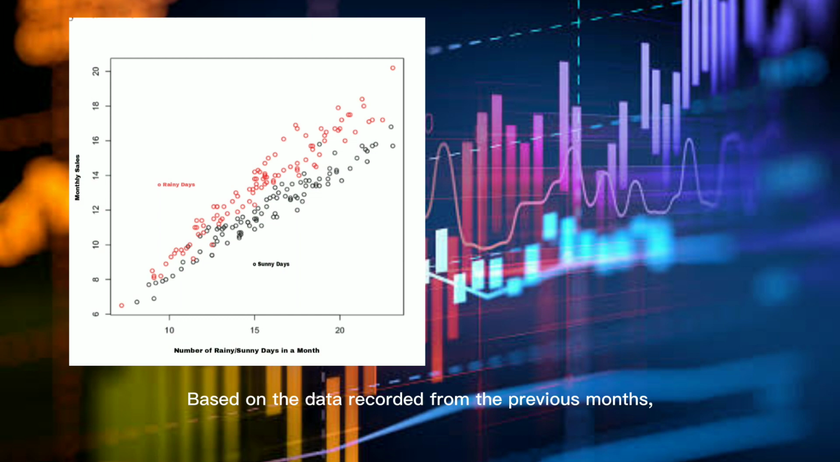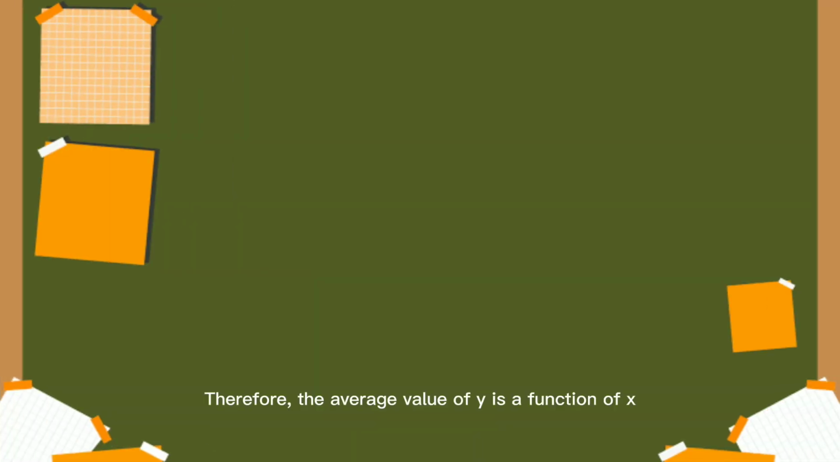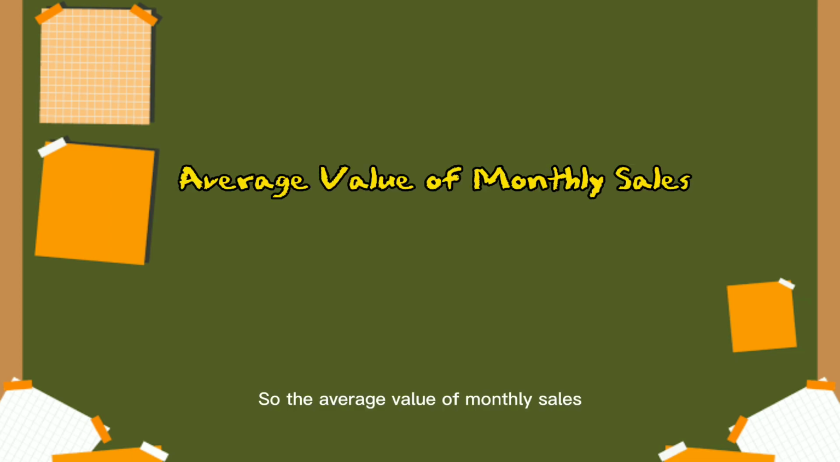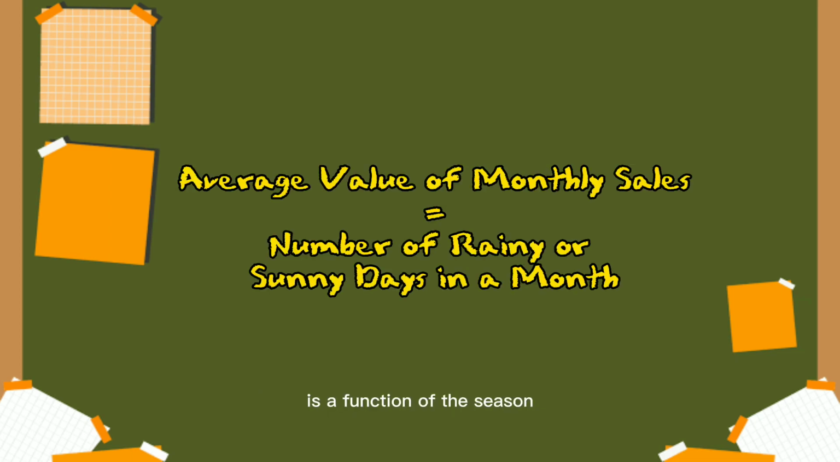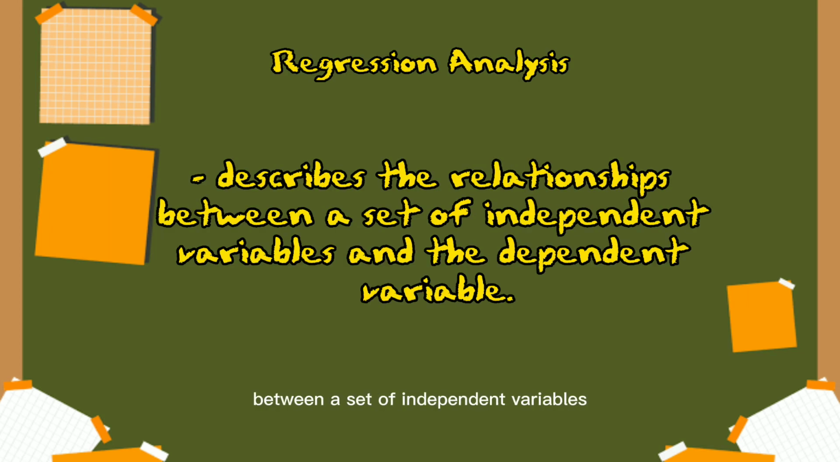Based on the data recorded from the previous months, it shows that the umbrella sales were higher on rainy months than on any other months. Then we can predict that sales for umbrellas will be higher next month since it will be wet season. Therefore, the average value of y is a function of x. So the average value of monthly sales is a function of the season or the weather of the month. Regression analysis describes the relationships between a set of independent variables and the dependent variable.